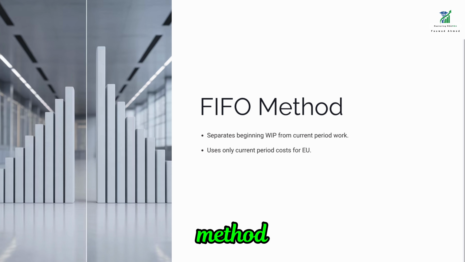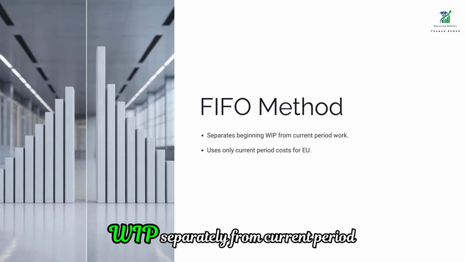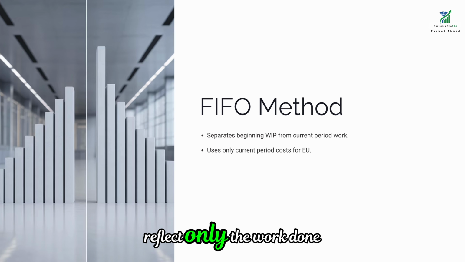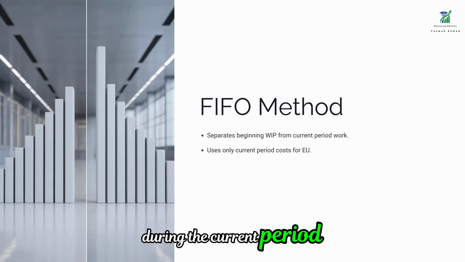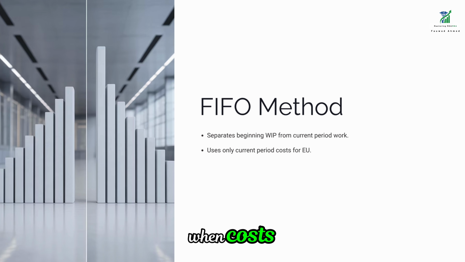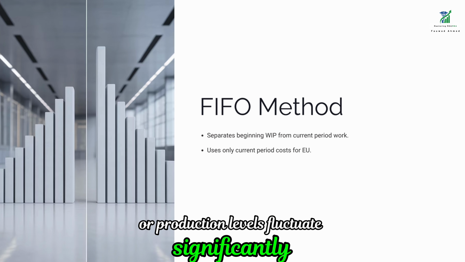Section 7. FIFO method. FIFO treats beginning WIP separately from current period work. Equivalent units reflect only the work done during the current period. This method provides more precise cost information when costs or production levels fluctuate significantly.